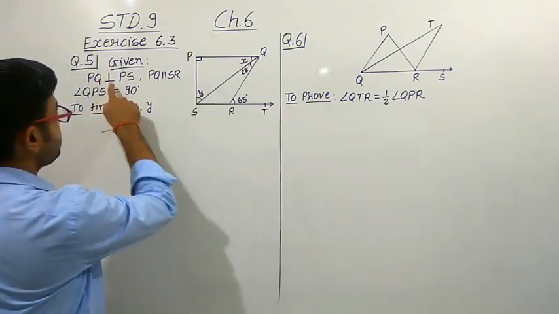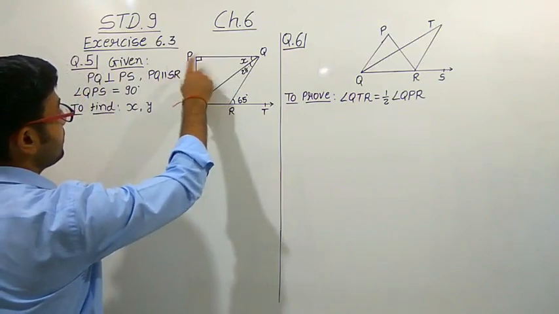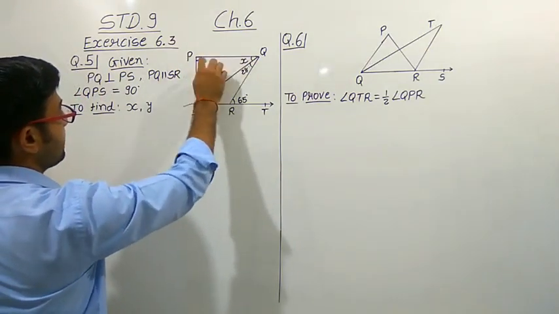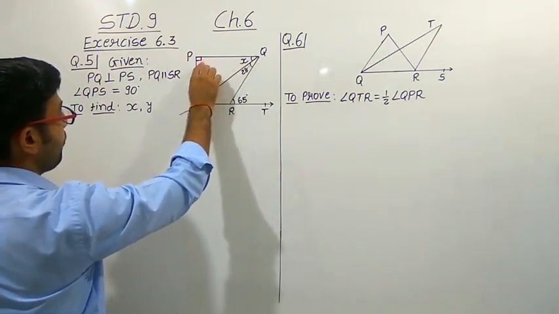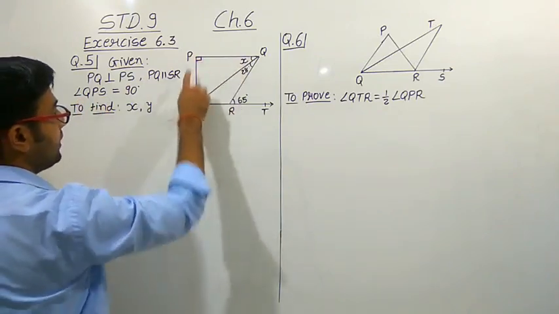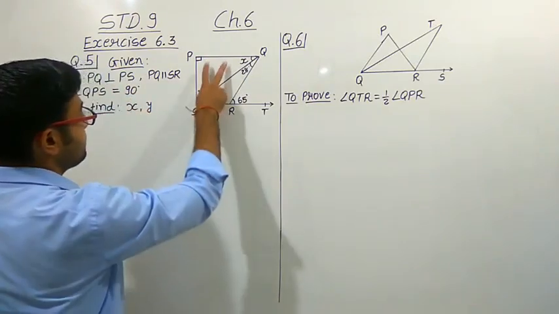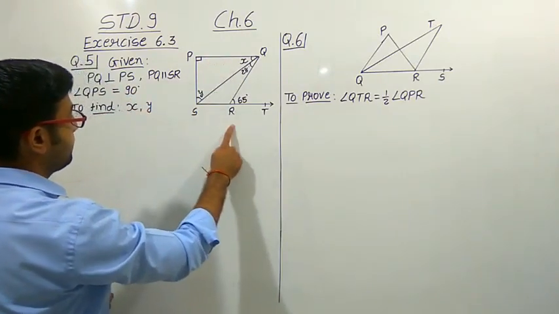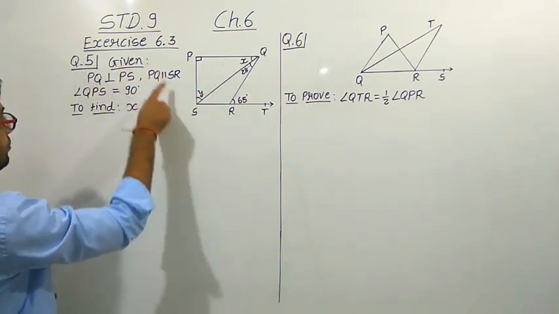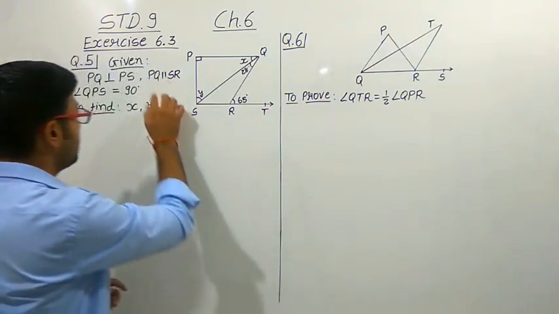We are given that PQ is perpendicular to PS. That means the angle formed here is 90 degrees. We can write it as angle QPS is equal to 90 degrees. The second thing given is PQ is parallel to SR. All these things we have to put in the given section, whatever is given, we have to put here.